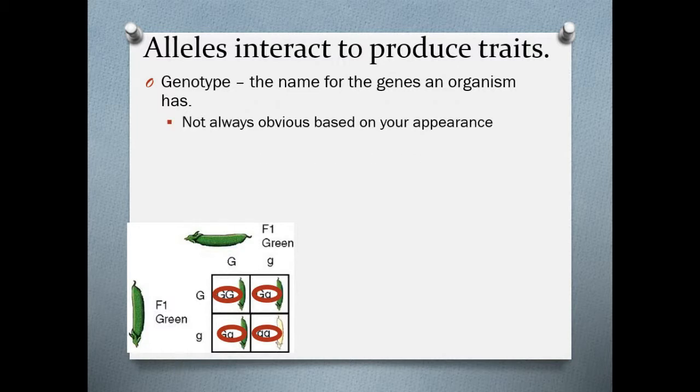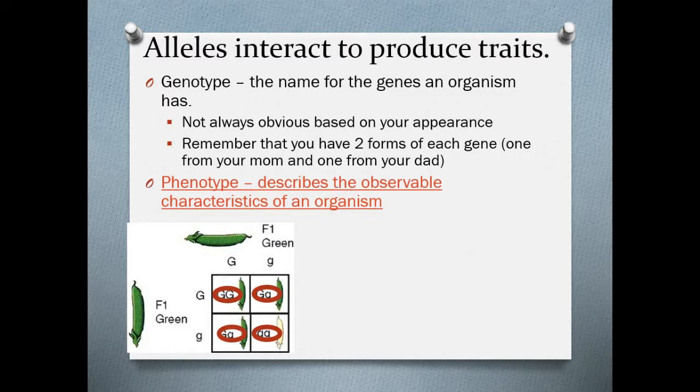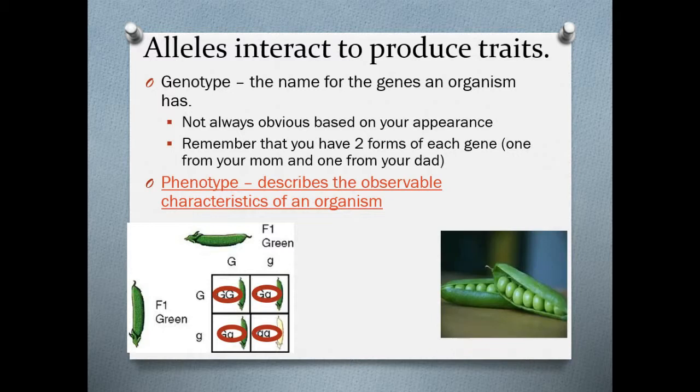Your genotype is not always obvious based on your appearance. Remember that you have two forms of each gene, one allele from your mom and one allele from your dad for each gene. And your genotype gives you your phenotype. Your phenotype is the description of what we can actually see about you. So in this case, this is showing you green pea pods. The other option, I think, is a yellow pea pod. And so if you said that the peas were green, that's describing its phenotype.